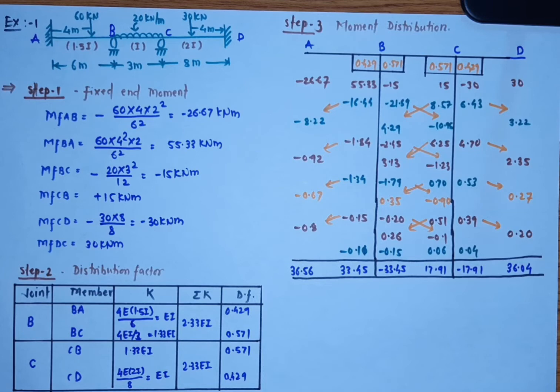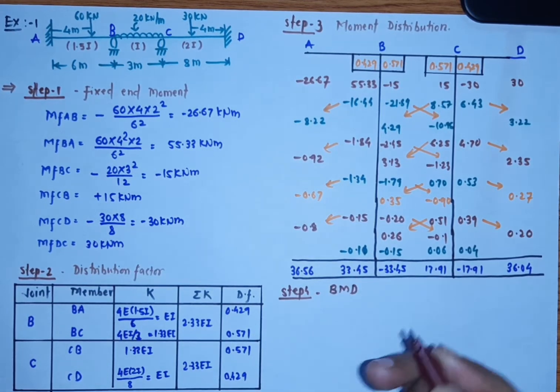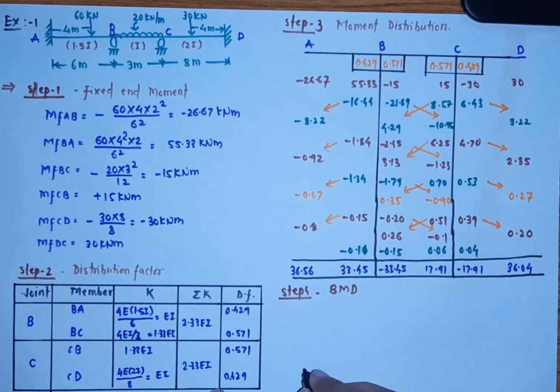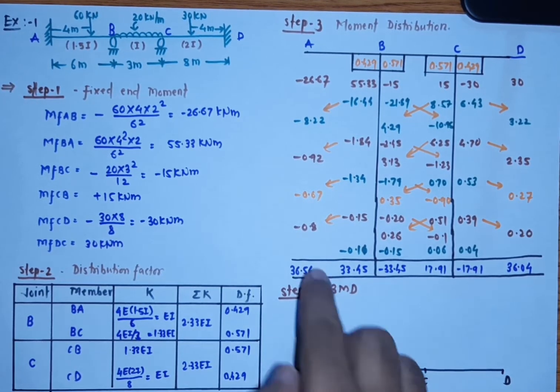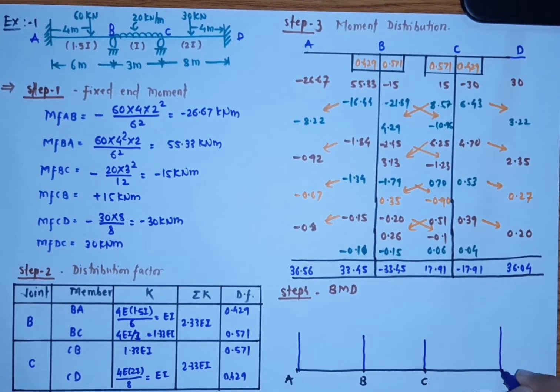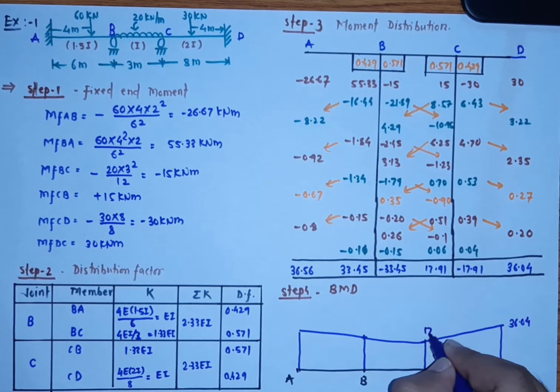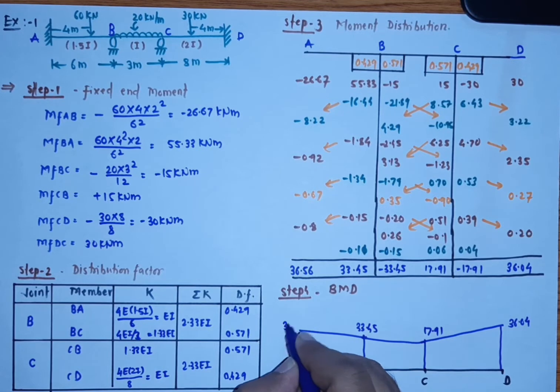Now we have to draw a bending moment diagram. Always, step 4 will be the BMD. Whenever we want to draw a bending moment diagram, just remember to draw the beam as it is. Whatever beam we have, this is our point A, this is point B, this is point C, and this is point D. We already know the final end moments, so we just need to draw them here. For AB it is 36.56. For BA it is 33.45. At C it is 17.91, and at D it is 36 point something. Now we just need to join these lines. This is 36.04, this is 17.91, this is 33.45, this is 36.56.